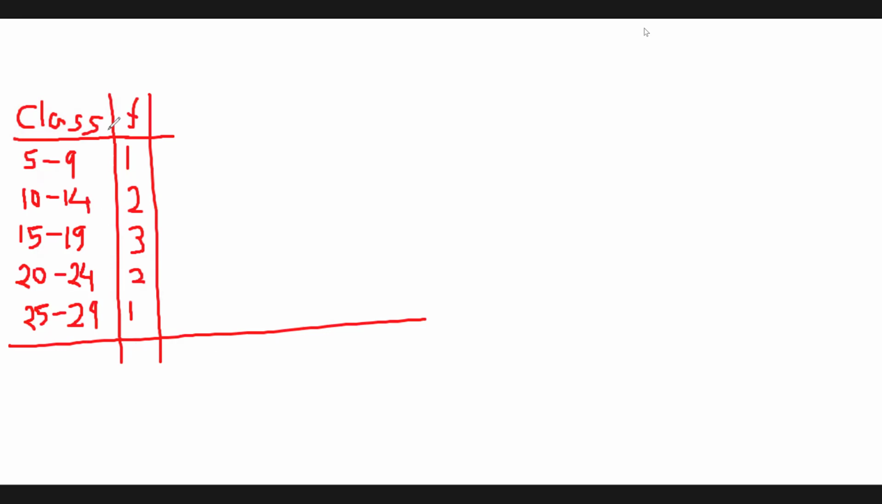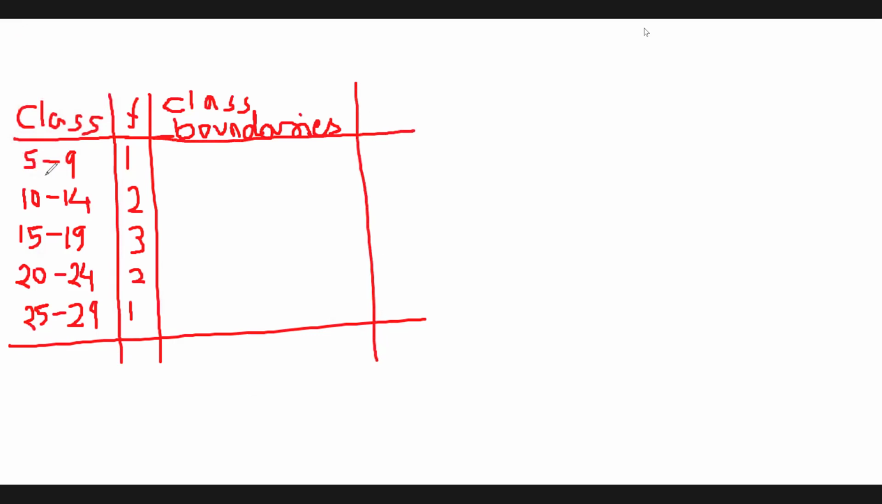Now in this case, the first step is to compute the class boundaries. Now, this is 9, this one is 10. That means the upper limit of the first class is 9, and the lower limit of the second class is 10. So 10 minus 9 is 1. 1 divided by 2, that is 0.5.